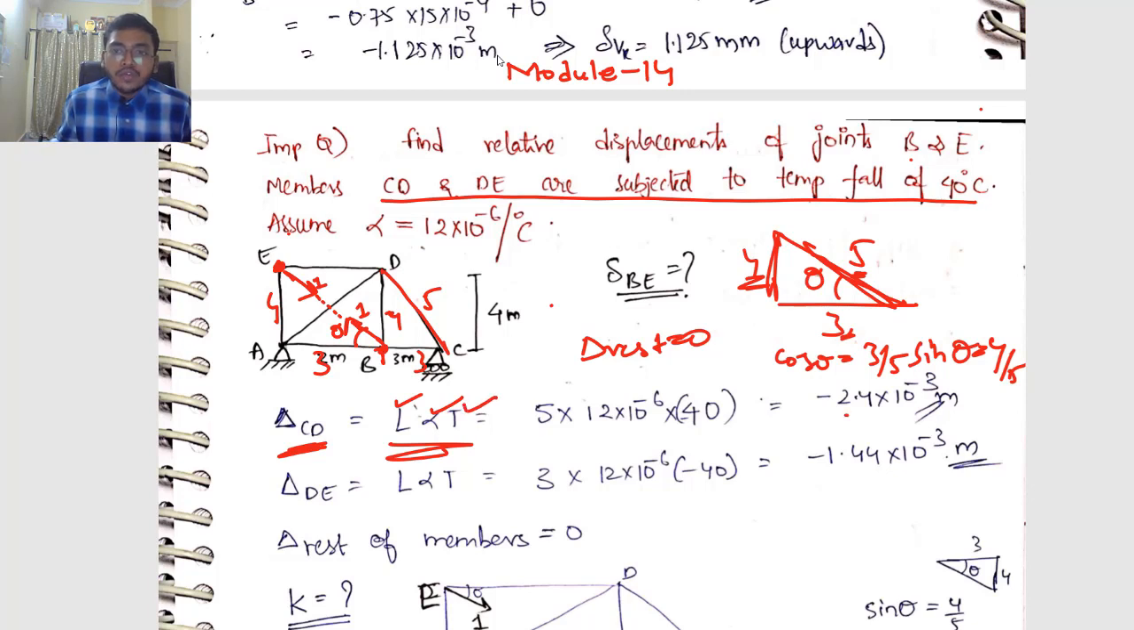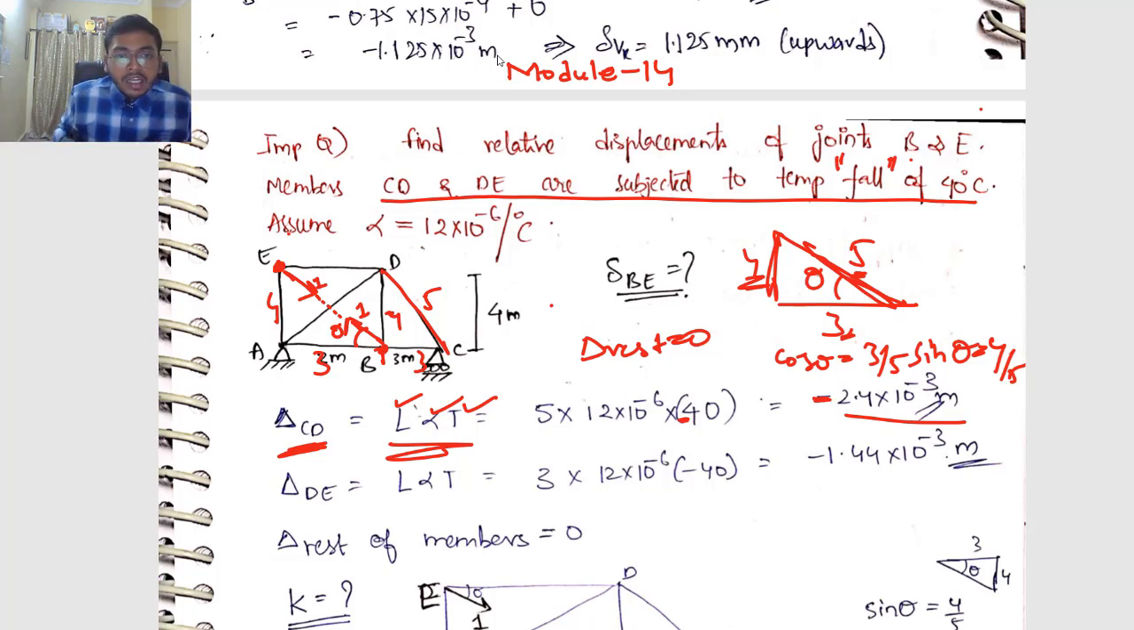So what you will be getting? 2.4 into 10 to the power of minus 3. As the temperature falls, whenever there is a fall, what should be the delta value, positive or negative? Negative. Or you can directly take the temperature change as minus 40, then you will be getting a negative value. Up to you. Both ways you can use, but your answer should be negative when there is a temperature fall, and your answer should be positive when there is a temperature rise.